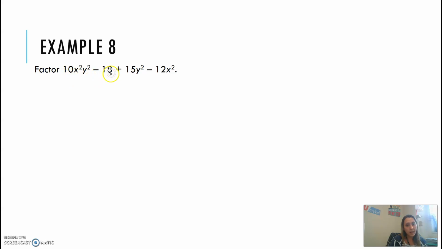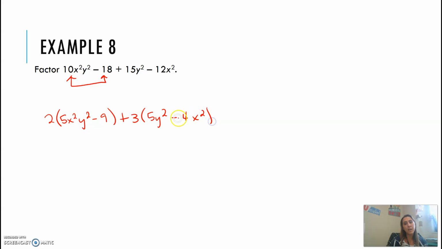So it looks like I have a greatest common factor between these two, and I have a greatest common factor between these two. So I'm going to compare these two first. The greatest common factor between 10x squared y squared and negative 18 would probably be 2. I'm going to end up with 5x squared y squared minus 9. And then the greatest common factor between these two would be 3. So then I'm going to have plus 3, and that would give me 5y squared minus 4x squared.